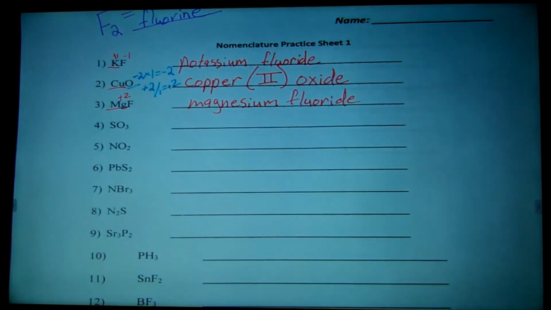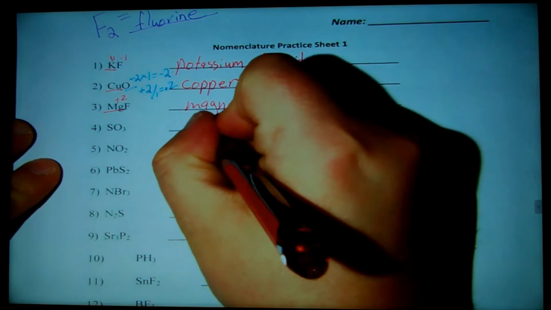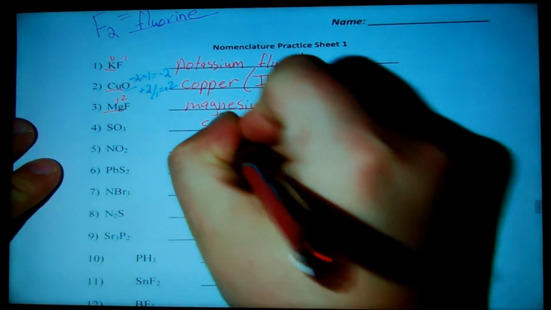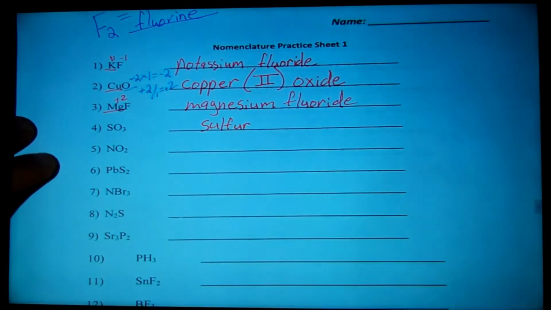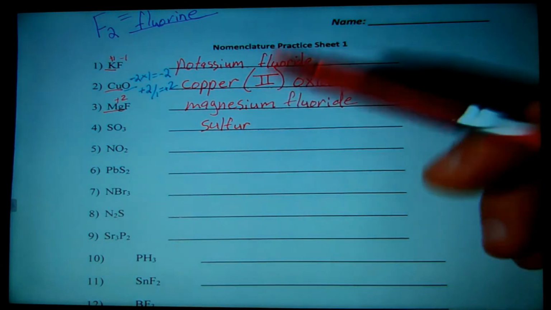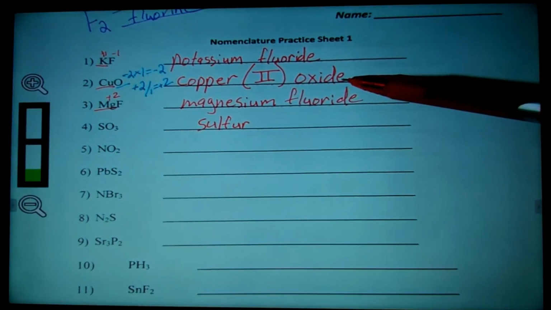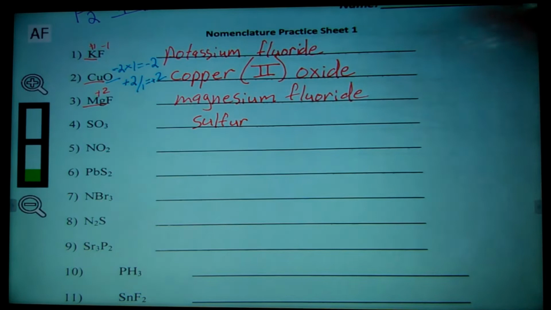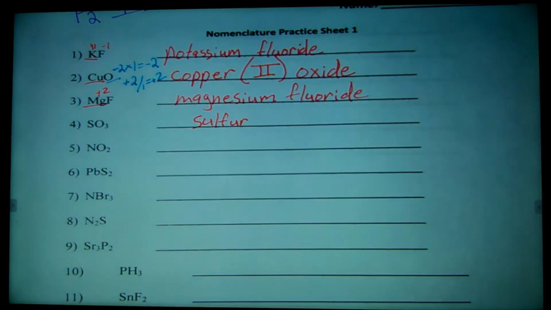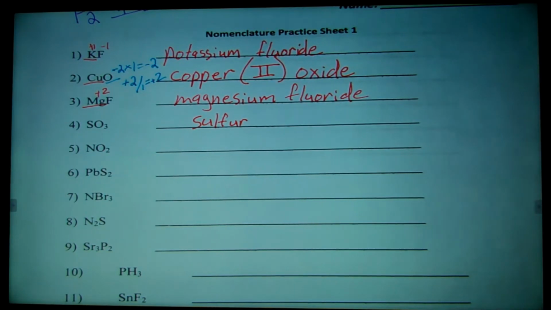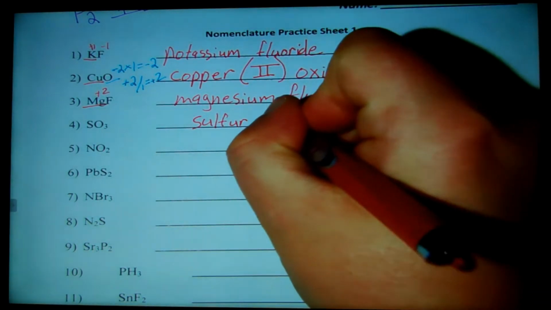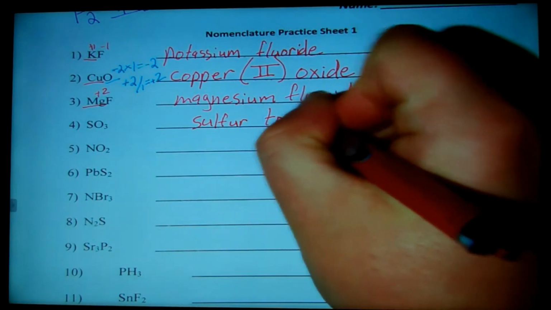In the first case, you write the element's name down, sulfur. In number 4, do we have to give sulfur a prefix? No. Why? Because there's only one of them, so we do not put mono, okay? Go to the second one. You always start with the prefix. No matter what, it will always be there. So, oxide.